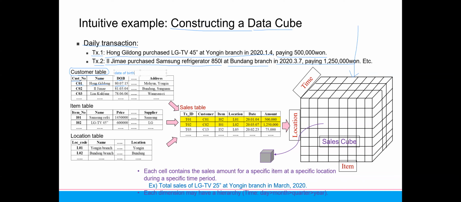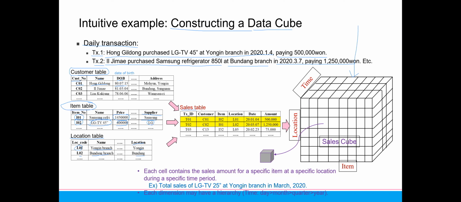And then we have the item table. The item table refers to I01, which is the Samsung refrigerator. The price is 1,450,000. The supplier is Samsung, and then you have I02, the LG TV 45. The price is this one. The supplier is LG. The location L01 is Yongin Brands, location is Yongin. L02 is Pundang Brands, location is Pundang.